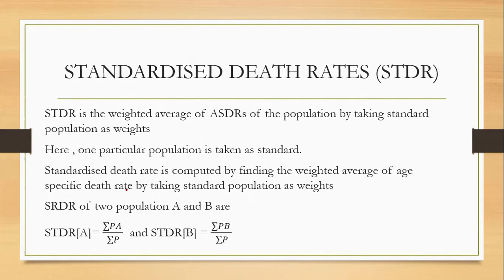That was one disadvantage. So in standardized death rates method, we can easily make comparison between the two populations. One more thing is added in this method, that is the weights. So we have to take into consideration even the weights, that is the standard population. When you say weights, it is nothing but the standard population.